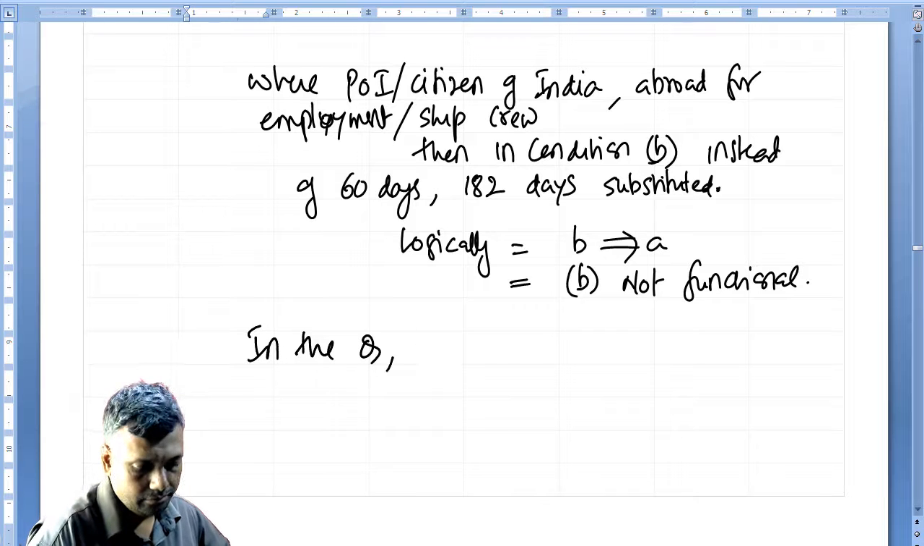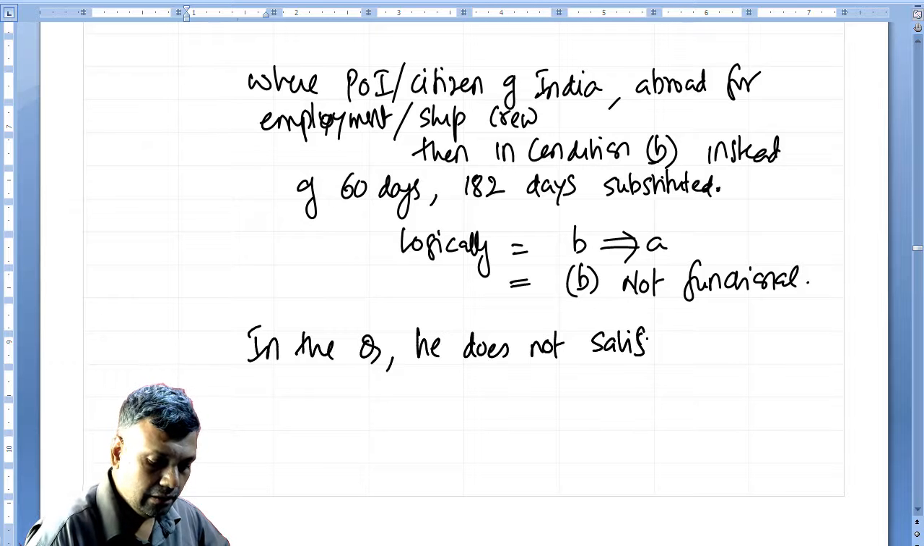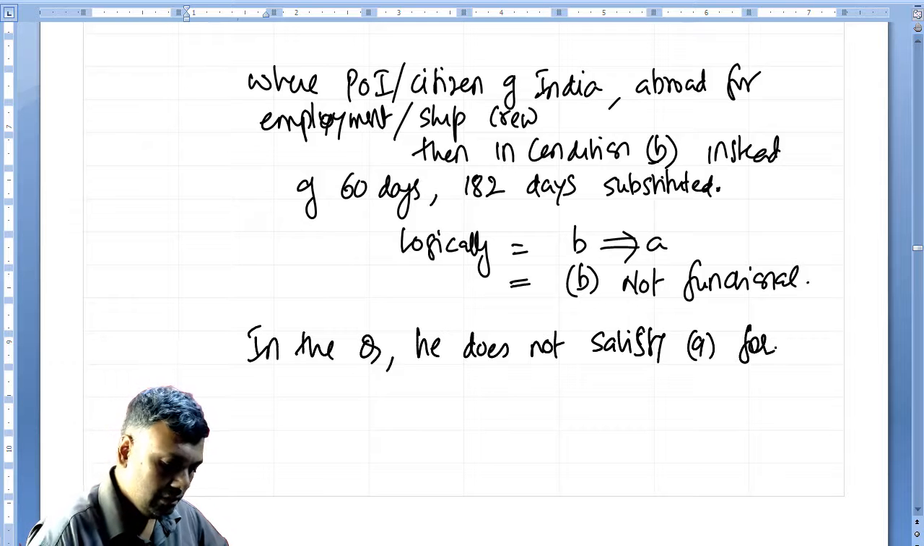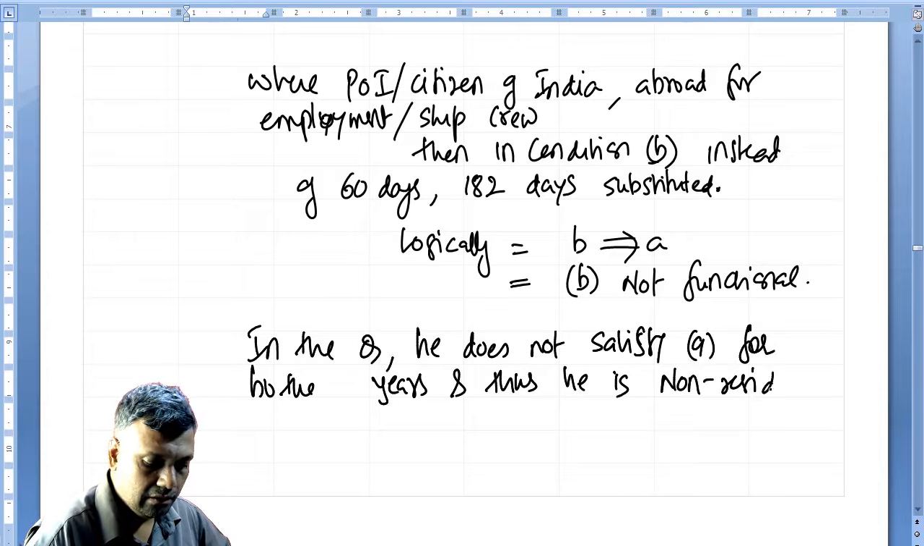In the question, he does not satisfy condition A for both the years, and thus is non-resident.